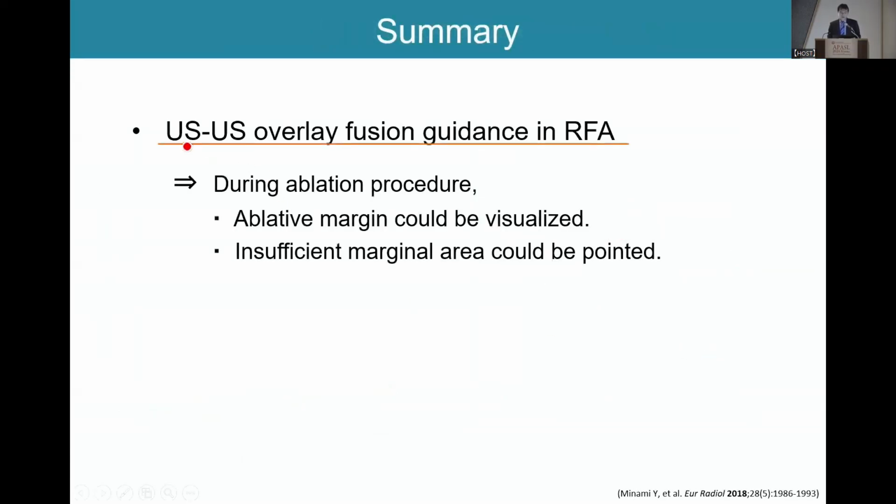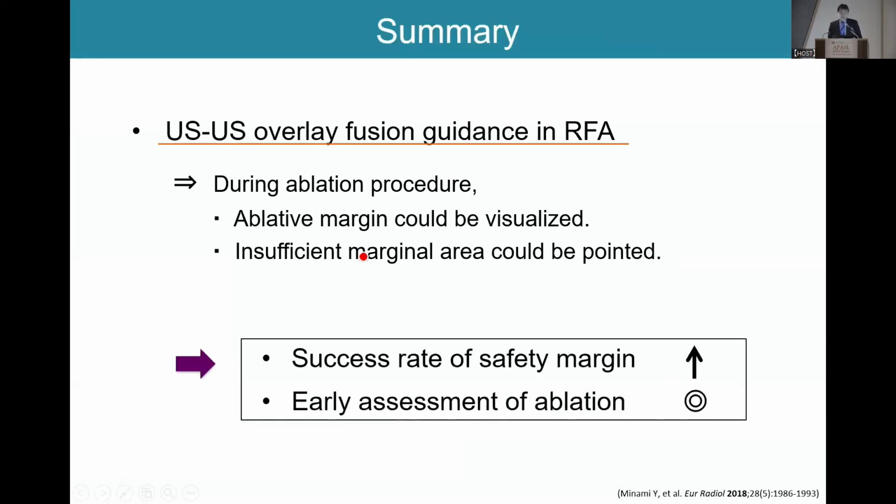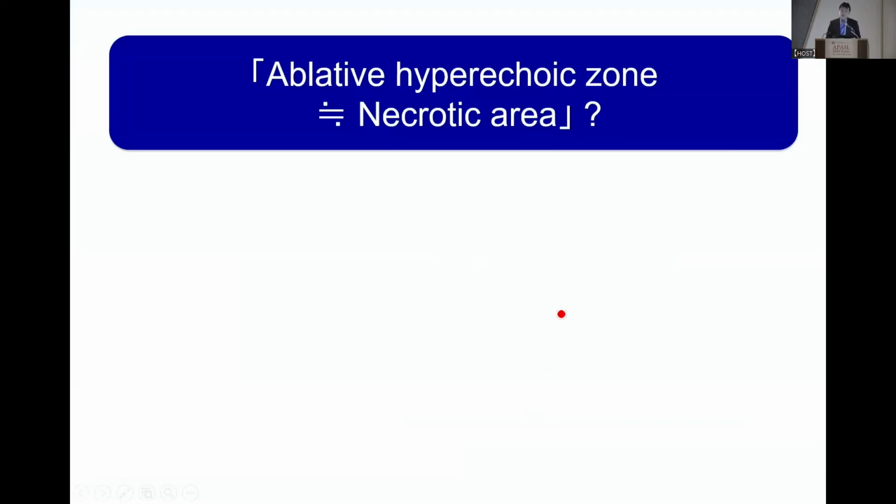So with the use of US overlay fusion guidance, the ablative margin could be visualized. Insufficient margin areas could be pointed out during the ablation procedure. Therefore, US overlay fusion guidance could improve the rate of successful safety margin achievement, and it is useful for early assessment of ablation. So now you may have a simple question.